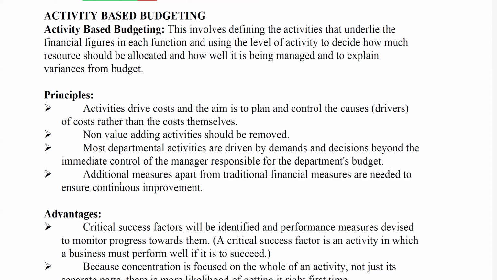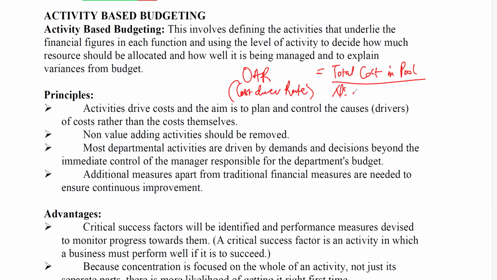So how do the principles work? You look at activities that drive costs. Already, you know from activity-based costing that your overhead absorption rate or your cost driver rate is determined by what? Taking your total cost in the cost pool, right? So this is a budget item. Your total cost in the cost pool divided by the number of cost drivers, right? So there are some activities that drive cost.